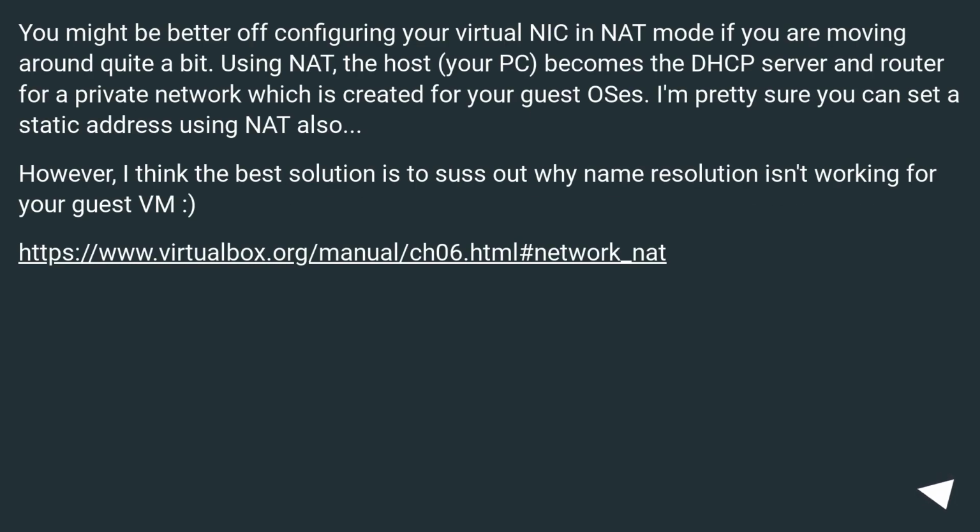You might be better off configuring your virtual NIC in NAT mode if you are moving around quite a bit. Using NAT, the host, your PC, becomes the DHCP server and router for a private network which is created for your guest OSes. I'm pretty sure you can set a static address using NAT also. However, I think the best solution is to suss out why name resolution isn't working for your guest VM. This URL.